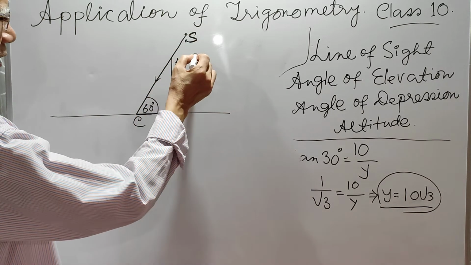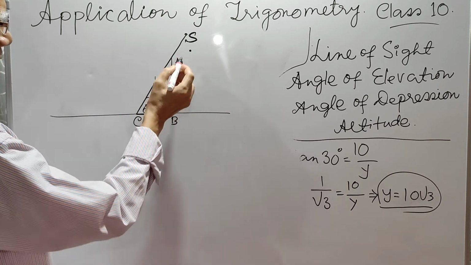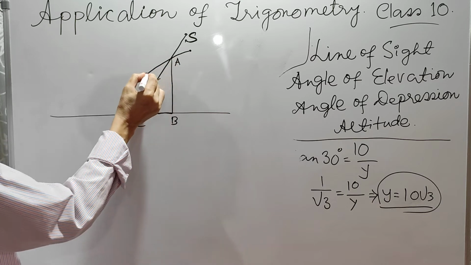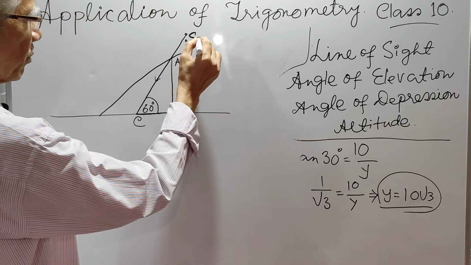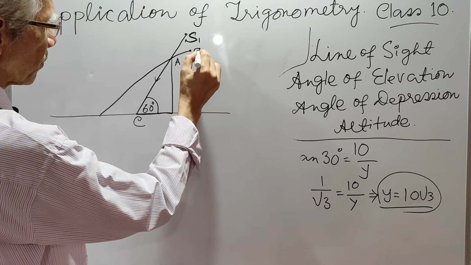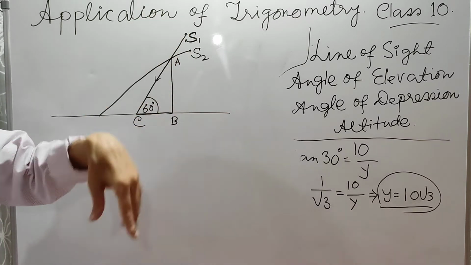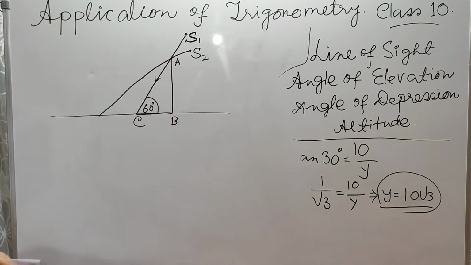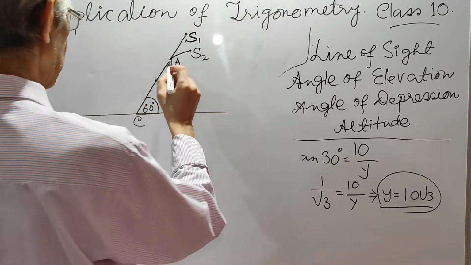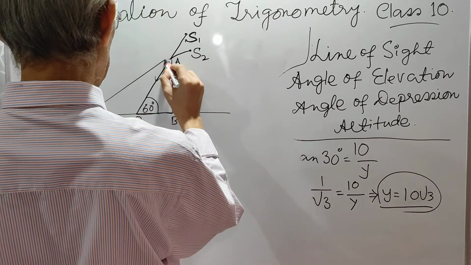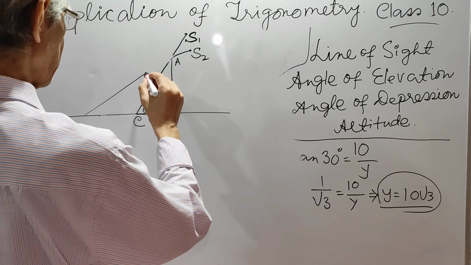Then after some time the sun goes down, suppose during sunset. Now this is the second position of the sun. If this is the second position, then this will be the shadow. Let it be a straight line. Suppose this is S1, this is S2. Now S1 is the first position of the sun. After some time it goes down during sunset. So the ray will go this way.